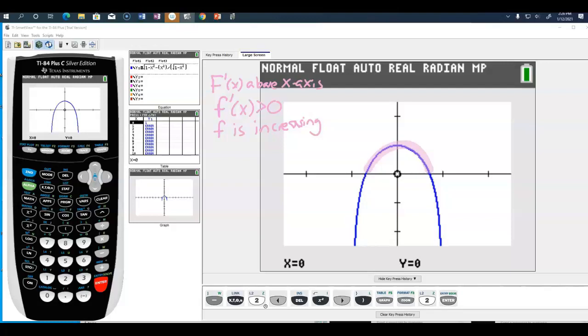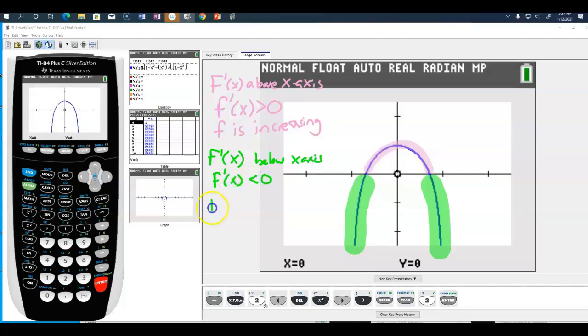Next, something else that we've already discussed is we also know that when it's below the x-axis, that's where the derivative is less than 0. So if f prime of x is below the x-axis, that means that f prime of x is less than 0, which means that f, the original function, is decreasing on those intervals because the slope is negative.